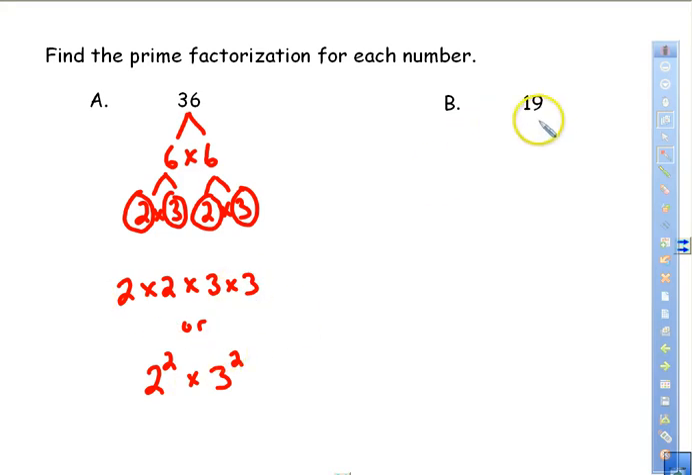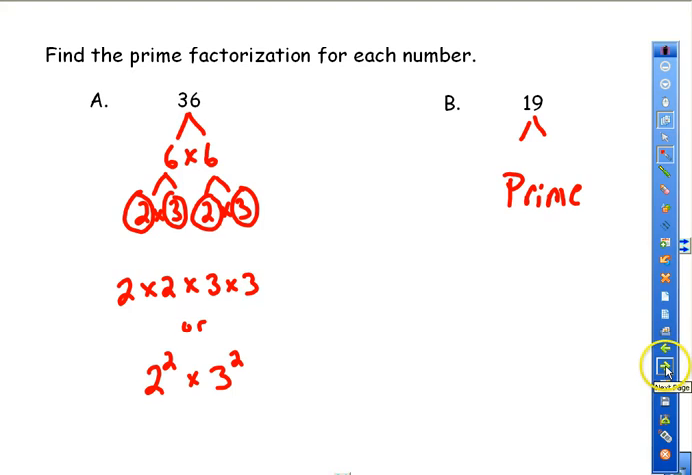For letter B, can you break this down any further? No, the only ones that you'd have would be 1 times 19. Therefore, you just simply write the word prime, and you're finished. Again, if you have any questions, please take note of that and write those down, and we'll discuss it tomorrow. I'm going to let you go ahead and hit pause and solve for the number 18.